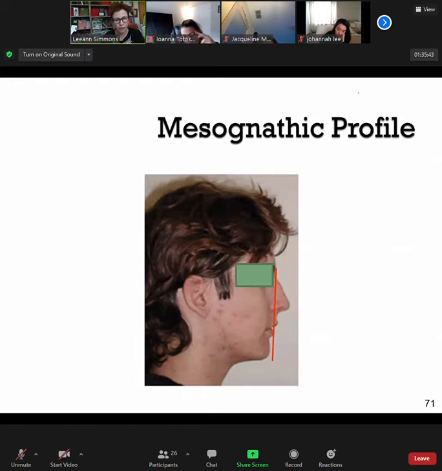The profile is called mesognathic, okay? So a line drawn down the front of the face here is such that the chin is generally in pretty good alignment with the forehead prominence here.